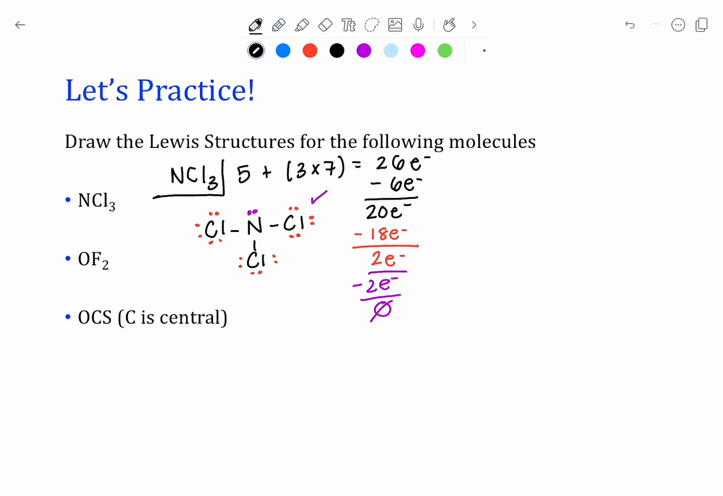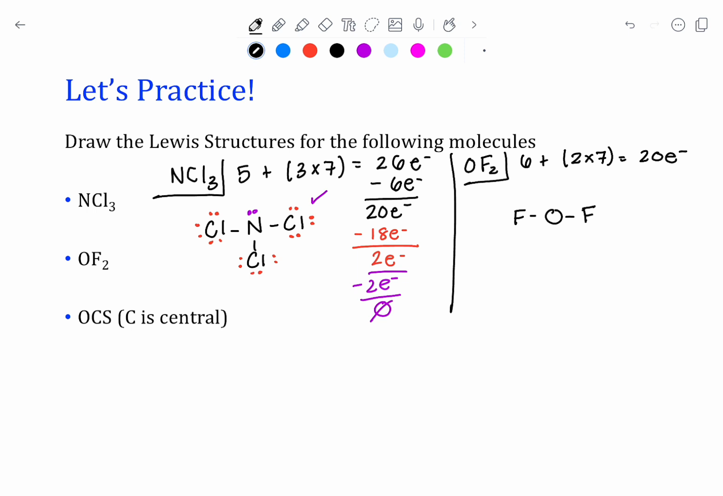My next example is OF2. Okay, let's count up our valence electrons. Oxygen has 6 valence electrons. Fluorine, there's 2 of them. We're going to multiply it by the 7 valence electrons in each fluorine for a total of 20 electrons in this structure. Oxygen is our central atom with fluorines around it that we connect to the oxygen with bonds.